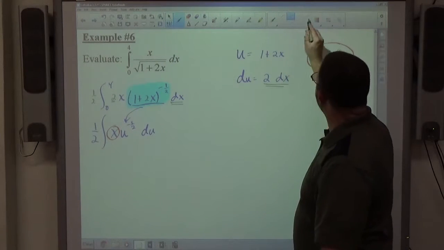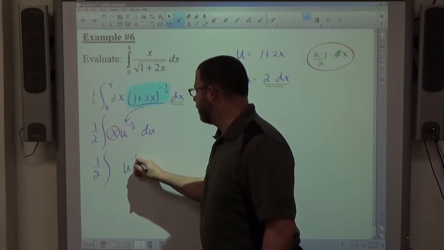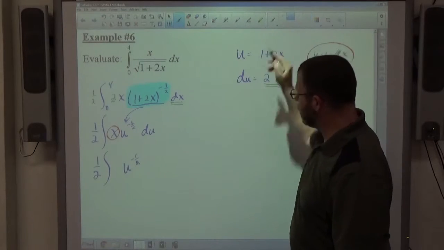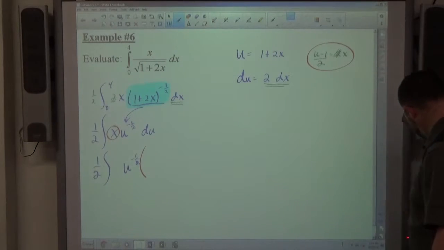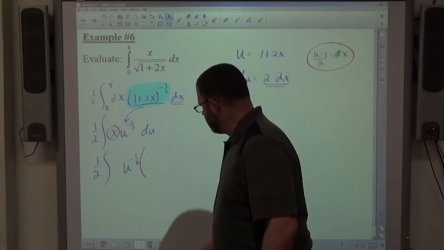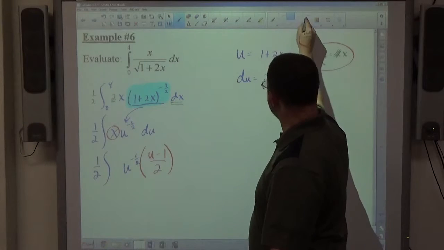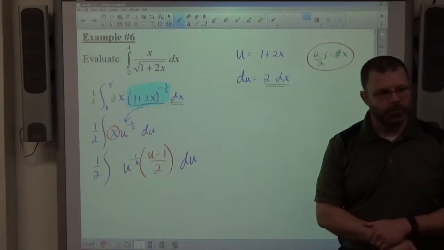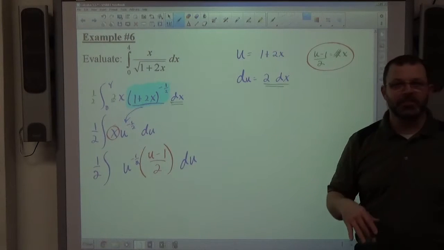So if I do that, I'm going to get 1/2. I've got u to the negative 1/2, right? It's being multiplied by x, which I'm replacing with u minus 1 over 2, du. And I can already see on your faces, it looks like we're making this a lot messier than it was, right? It's supposed to make this easier, but we'll worry about that in a minute.